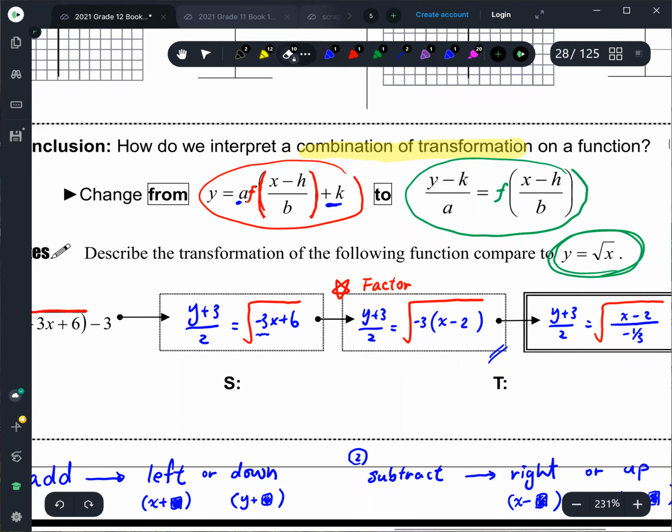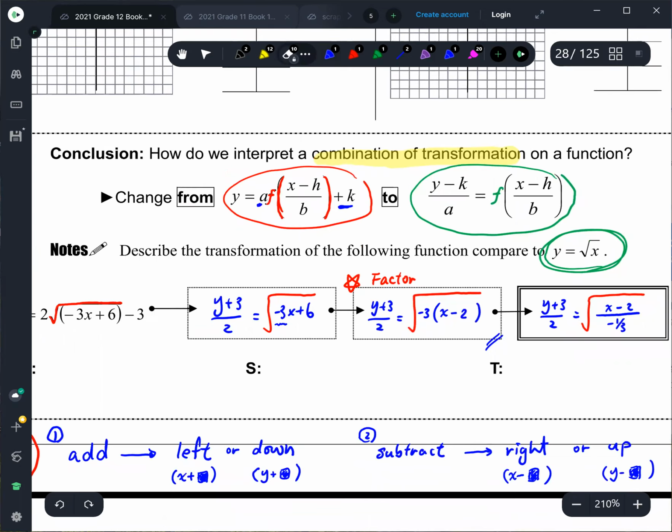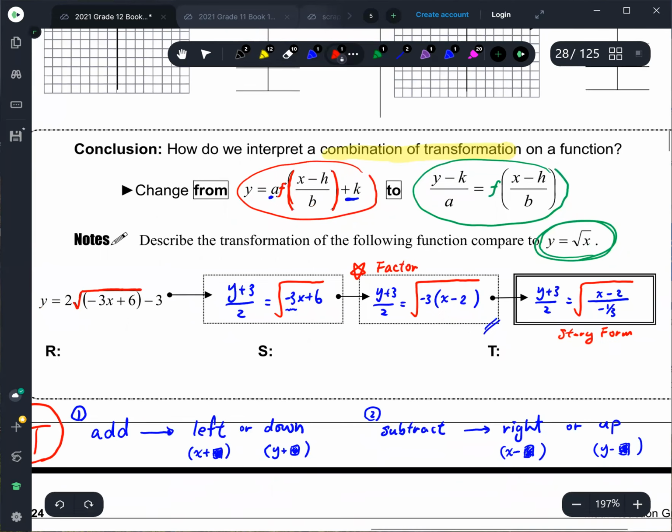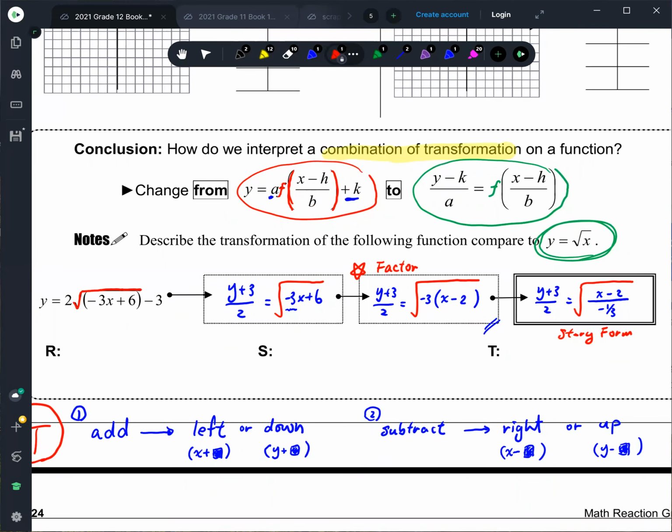All right. So we got our story form. That's the story form we want. So you need to recognize when we are done. Okay, when is it done? All right, so please write down the RST for this one, and then raise your hand.